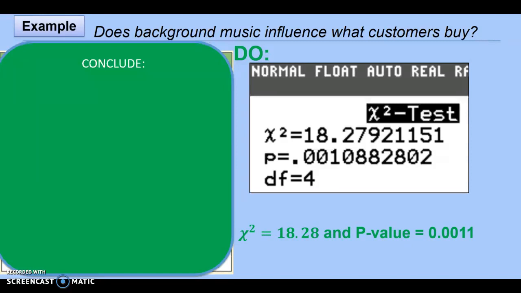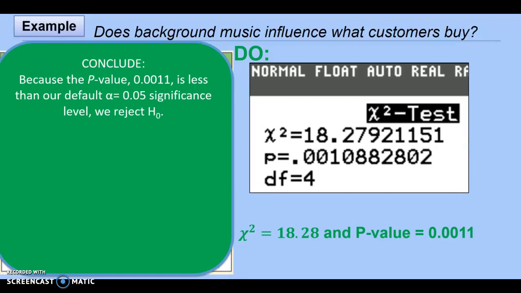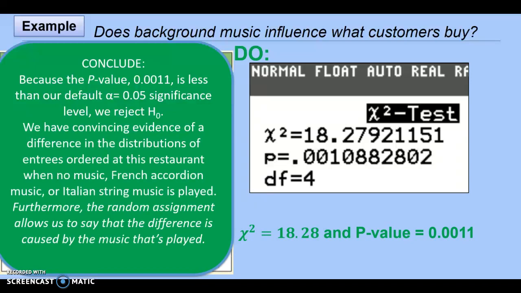So again, to answer the question, you use the p-value. Since our p-value is less than our significance level, we are going to reject the null. Okay, so rejecting the null means we have convincing evidence that there is a difference in the distribution of entrees ordered at the restaurant when no music, French music, or Italian string music is played.